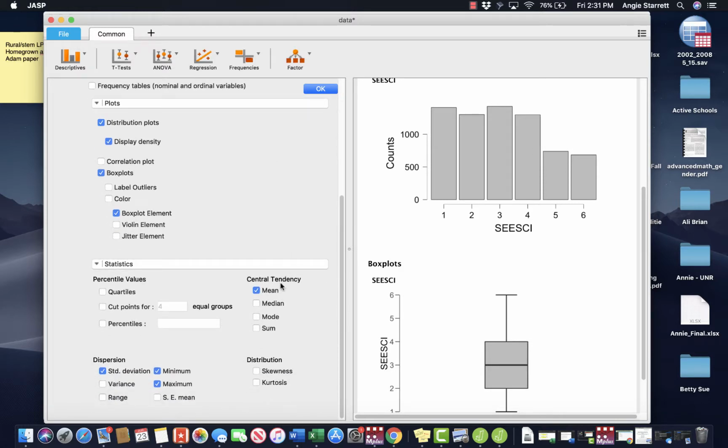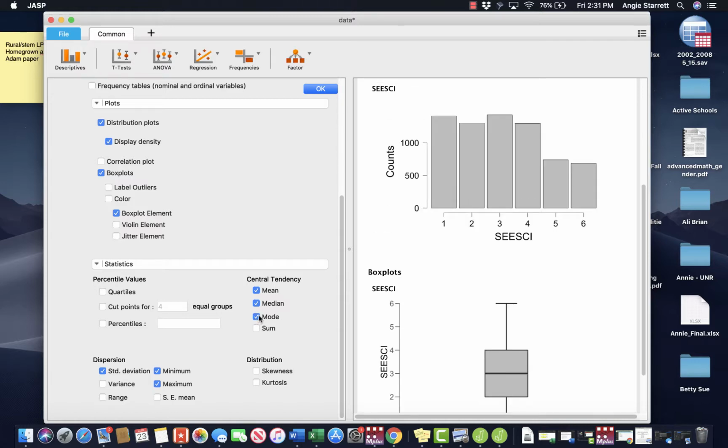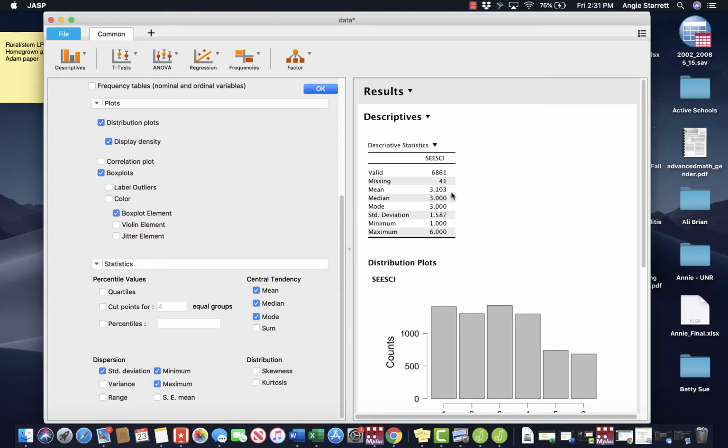All right. For central tendency, we can get mean, median, and mode. All right, and so here we see our median and mode are both 3. Our mean is 3.103. So what is this telling us? Here, the mean and median are very close, which is telling us that our distribution is relatively symmetric. We're not really skewed to the right or the left. The mean is a little bit to the right of the median, which says we could be right-tailed, but we're not really seeing that.